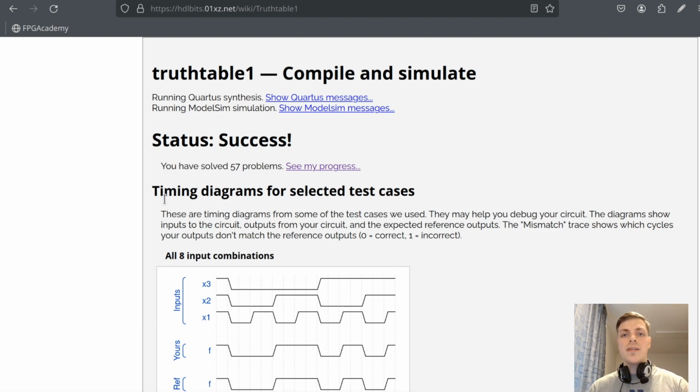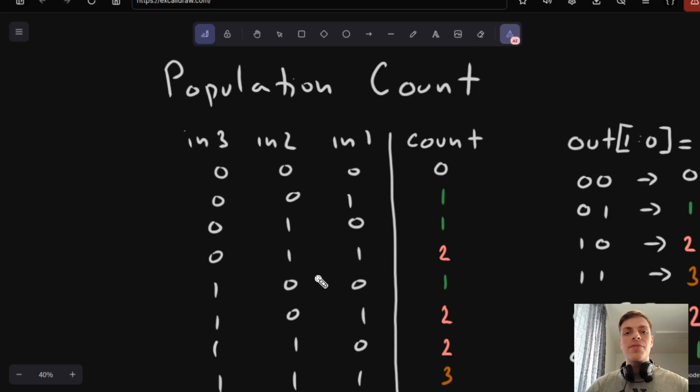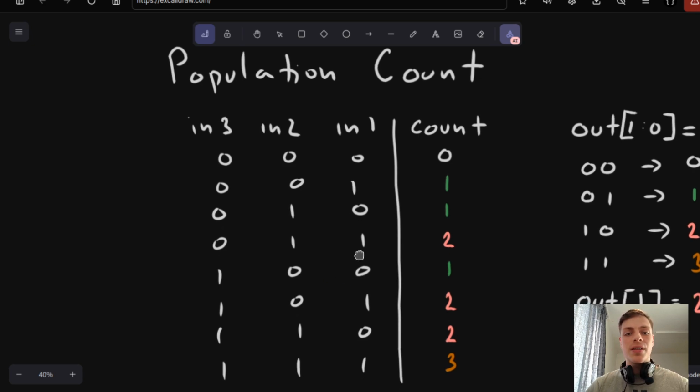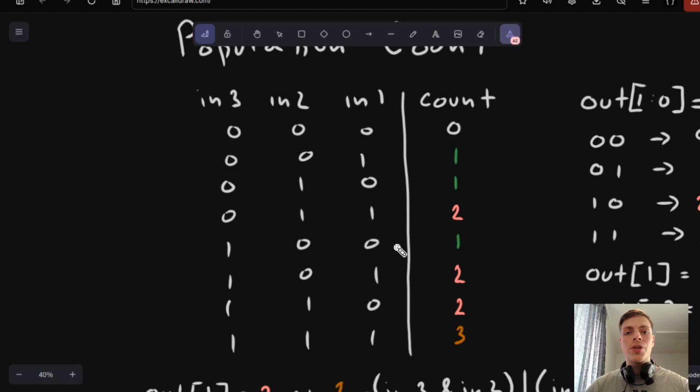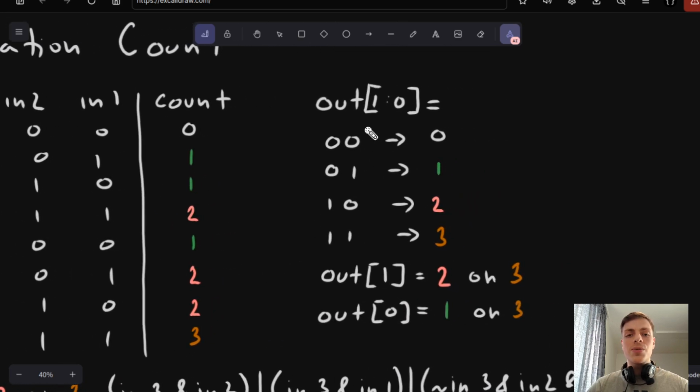And you can see it worked. And finally, let's look at the population count problem and let's see how we can solve this. Here I have a truth table with all of the combinations for the 3-bit input vector, and also in the right column here I have counted how many of the bits in the input vector are equal to 1. For example, in this row you can see that there are 2 bits equal to 1, so the count is equal to 2.